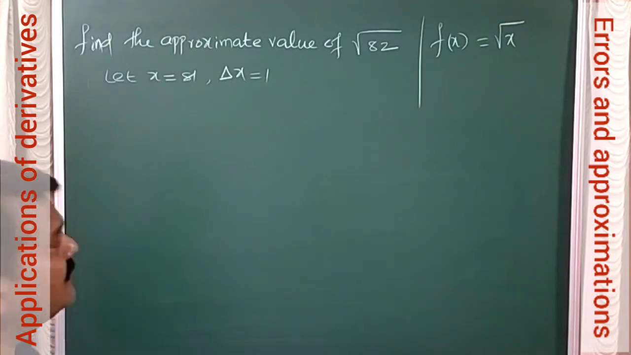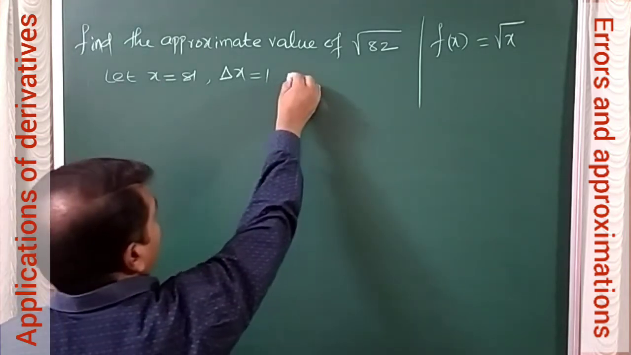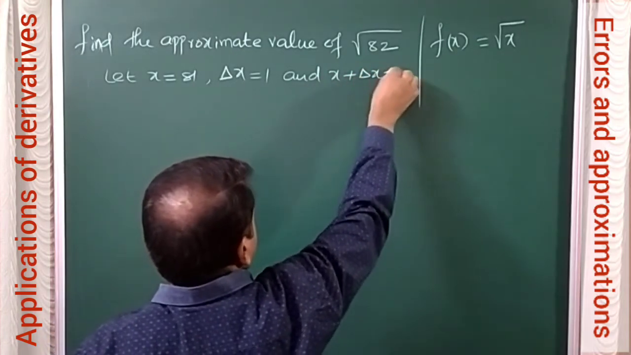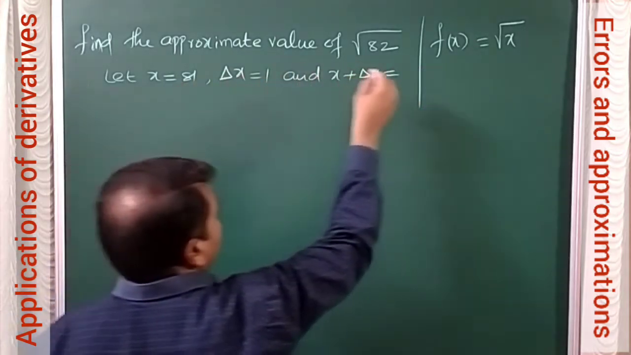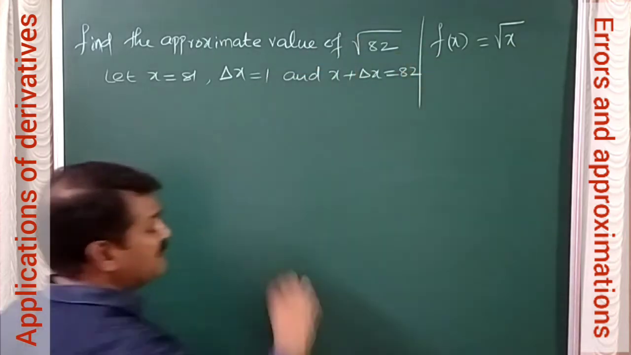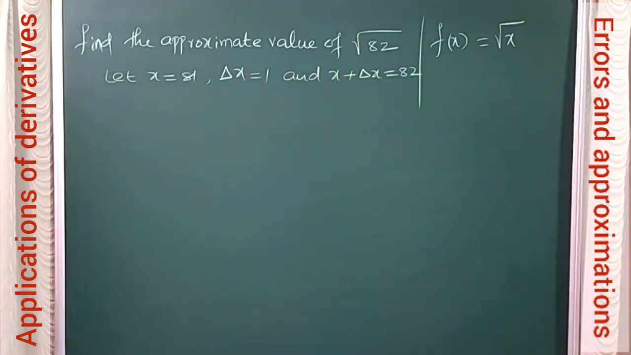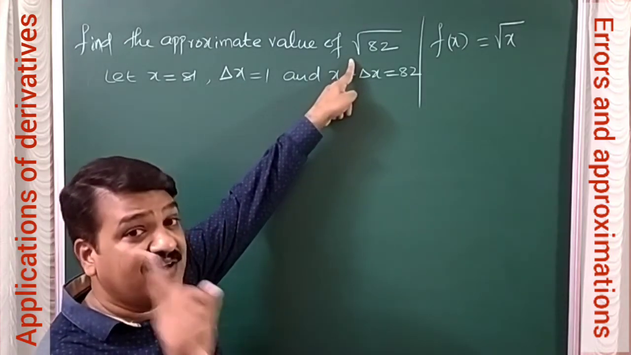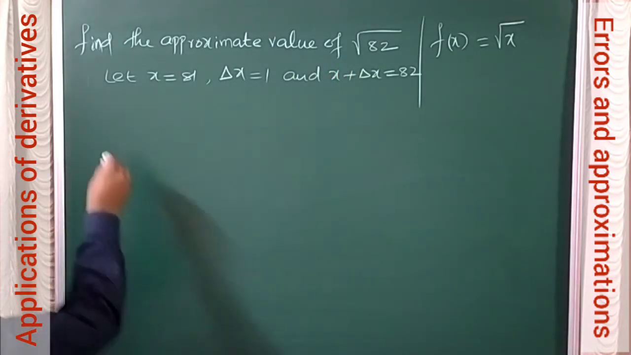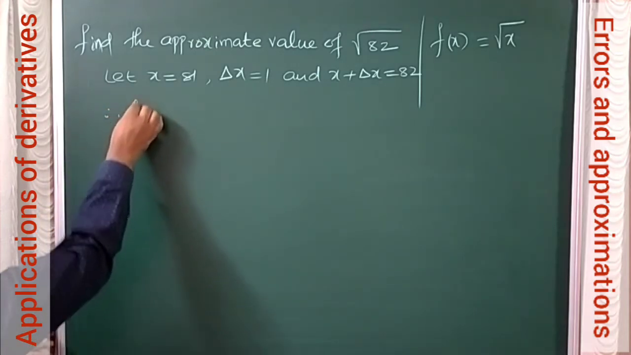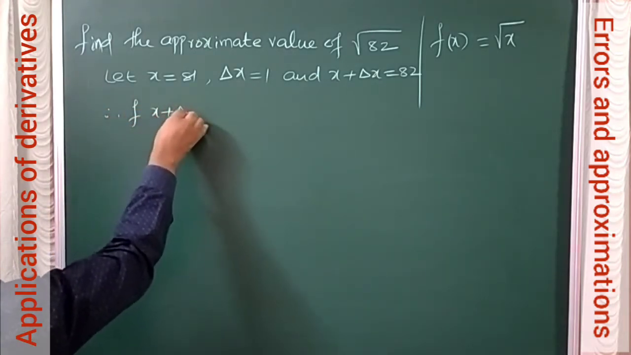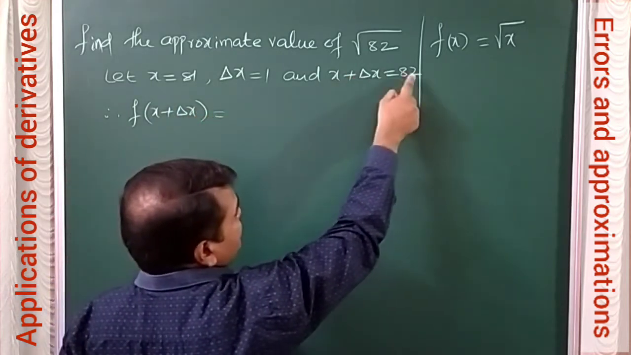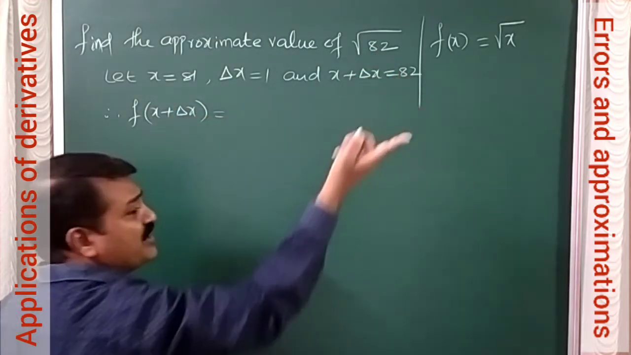So x plus delta x becomes 81 plus 1, that means 82. X plus delta x becomes 82. That means you have to find f of x plus delta x now. So therefore, f of x plus delta x becomes the square root of 82 now.